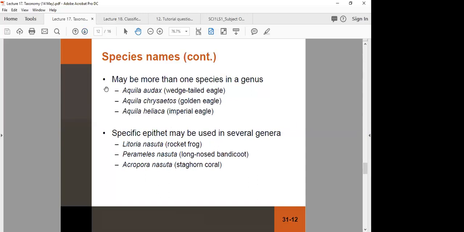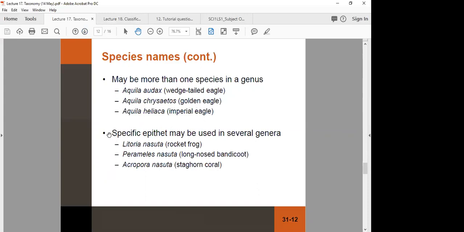Of course, there can be many species within the one genus. An example is shown here, three different species of eagle, Aquila audax, Aquila chrysaetos, and Aquila heliaca, all belonging to the same genus. And often the specific epithet is descriptive of that particular species. So chrysaetos is derived from the ancient Greek, meaning golden, and there it is, golden eagle.